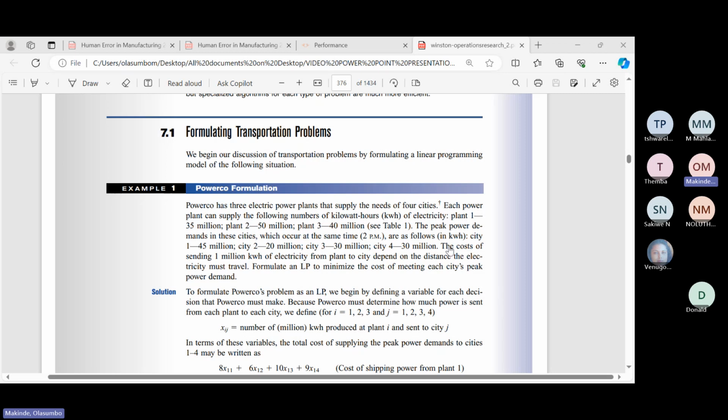So the next statement is saying the cost of sending 1 million kilowatt hours of electricity from plant to city depends on the distance the electricity must travel. So how far must the electricity travel from the supplier base, which is the supplier location, to where it is required?